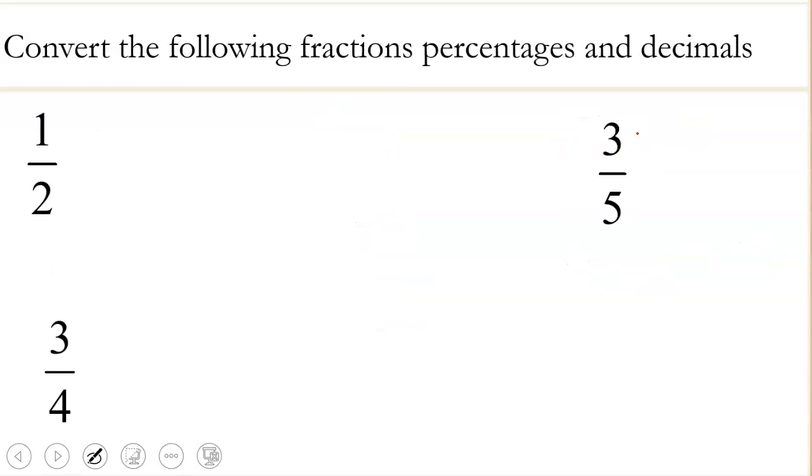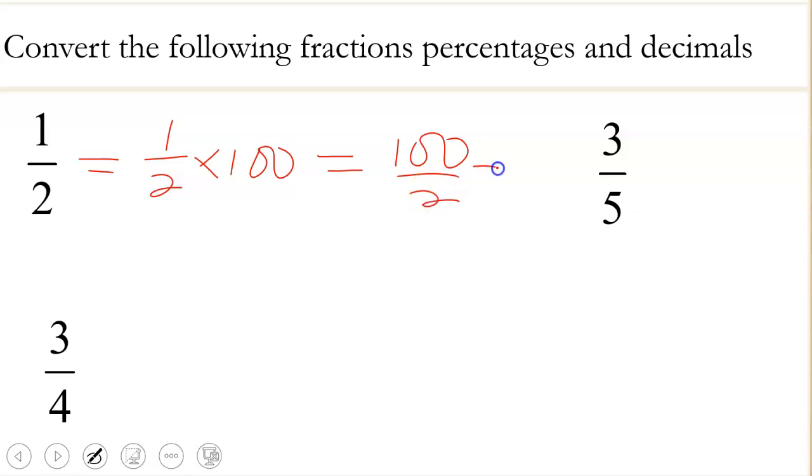Now, how do we convert fractions to percentage and decimal? Of course, for this one, I can just write the percentage as multiplied by 100. So this will be 1 over 2 times 100, which will take me to percentage. So I'm going to have 100 over 2, which is the same as 50%.